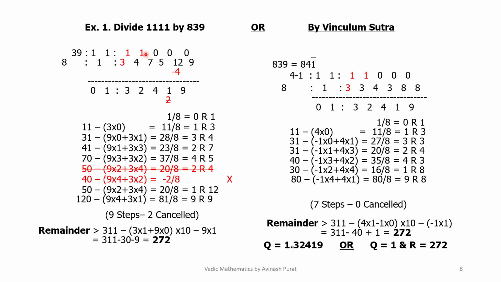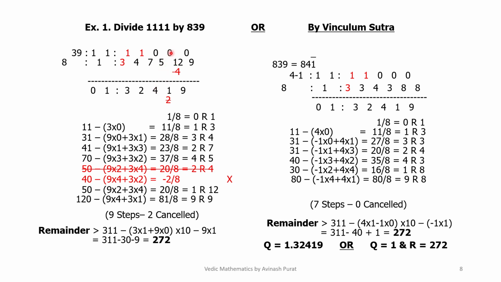Now 41 minus 9 into 1 plus 3 into 3, that is 9 plus 9, 18. 41 minus 18 is 23 by 8 equal to 2 or 7. Now 70 minus 9 into 3 plus 3 into 2, that is 27 plus 6, that is 33. 70 minus 33 is 37, divided by 8, equal to 4 or 5.